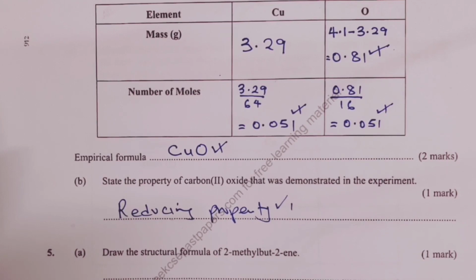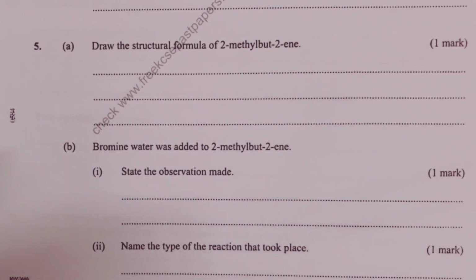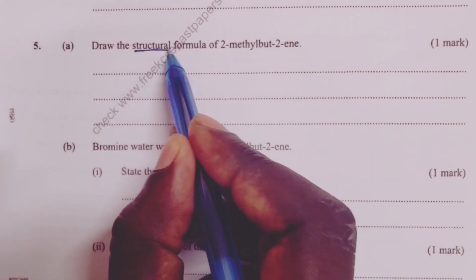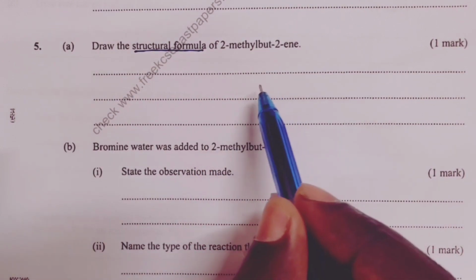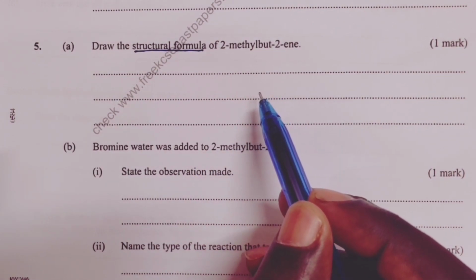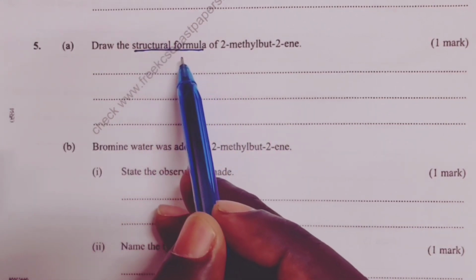We move on next to question number 5. Question 5 still came from Form 3, and this time the topic was Organic Chemistry 1. In part A of question 5, we are asked to draw the structural formula of 2-methyl-but-2-ene. The underlying word here is structural formula.